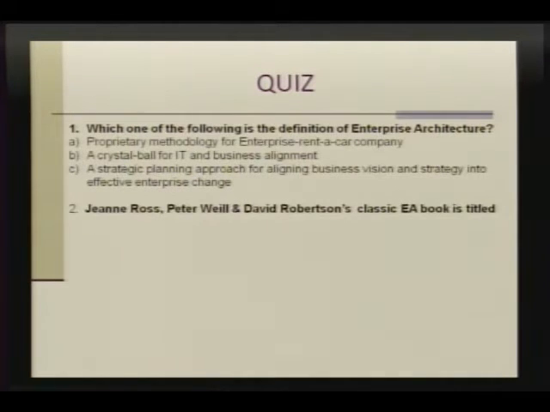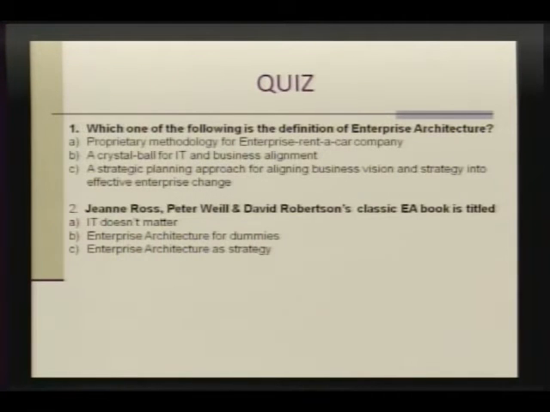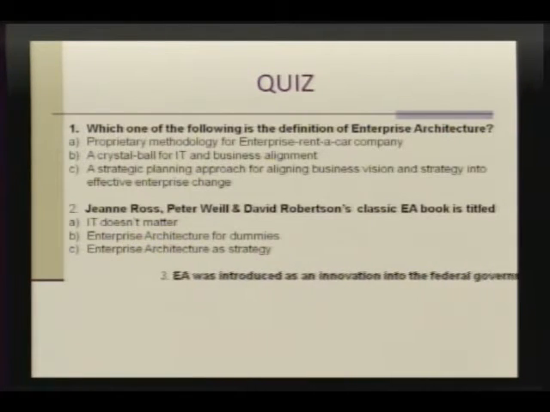All right, next. Jeanne Ross, Peter Weill, and David Robertson's classic enterprise architecture book, which I believe is in circulation today, is titled, is it A, IT Doesn't Matter? Or B, Enterprise Architecture for Dummies? Or C, Enterprise Architecture as Strategy? By a show of hands, A, B, C. Bingo.